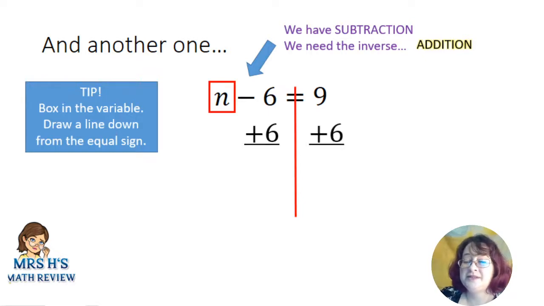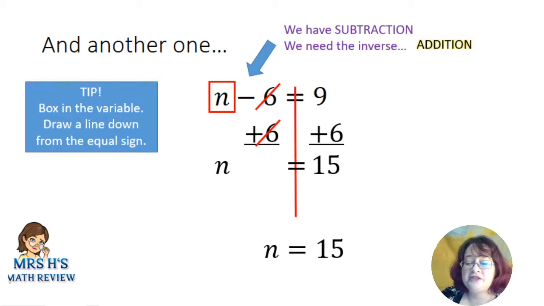Now, negative 6 plus 6 is 0. They cancel each other out. And then on the other side, 9 plus 6 is 15. I still have n and my equal sign, so those just come down. So n equals 15 is my answer.